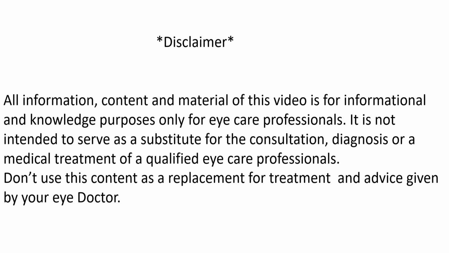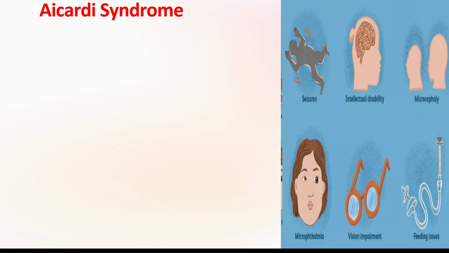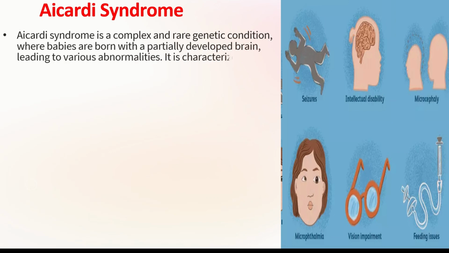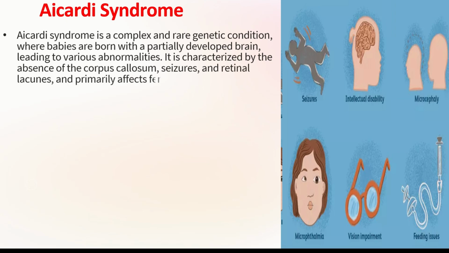Friends, today's topic is Aicardi Syndrome. Let's know what is Aicardi Syndrome. Aicardi Syndrome is a rare genetic condition where babies are born with three main problems, in which the brain is not developed fully and can cause various abnormalities. It is characterized by the partial or complete absence of a structure in the brain called the corpus callosum, which connects the two hemispheres of the brain.